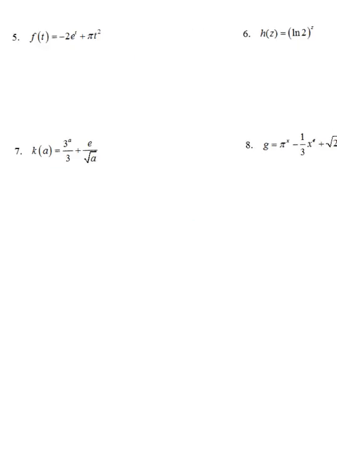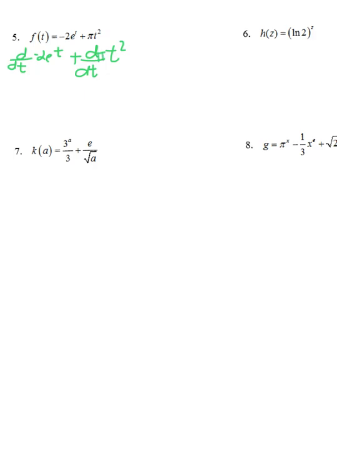Number 5 now, again, we'll see that we will apply the sum rule again, so we would be able to find the derivative with respect to t of that first term, and we'd be able to add the derivative with respect to t of that second term.